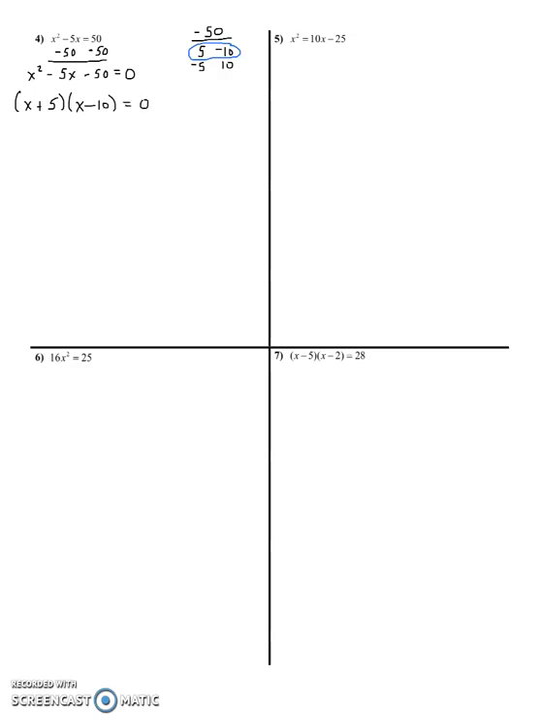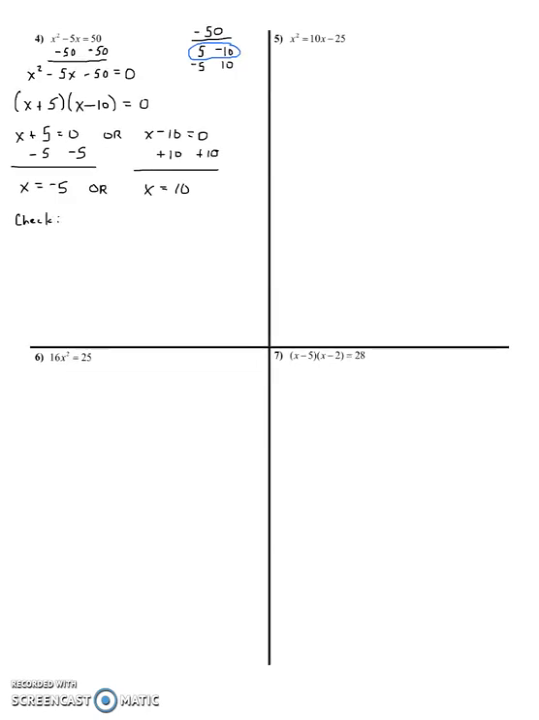That equals 0. And so now by the zero product property, we have x plus 5 equals 0, or x minus 10 equals 0. So subtract 5 from both sides on the first equation. We have x equals negative 5. Add 10 to both sides on the second equation, and we have x equals positive 10. So our answers are x is negative 5 or x is 10. And again, we can check those.